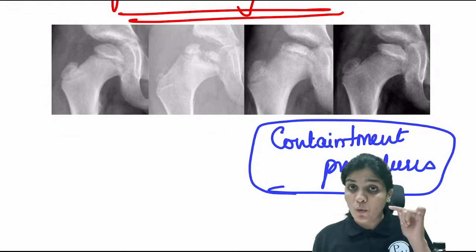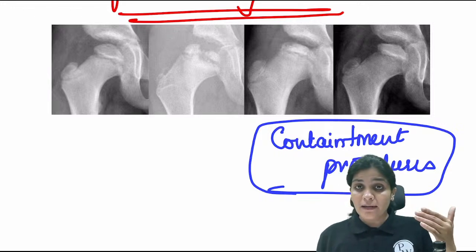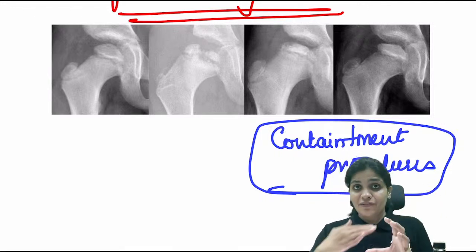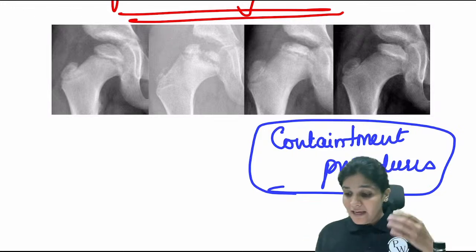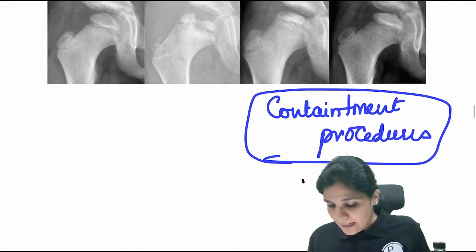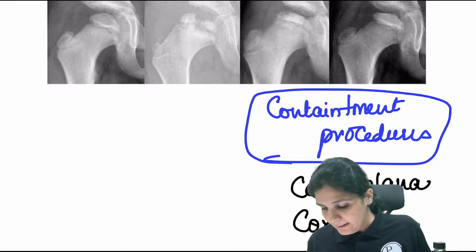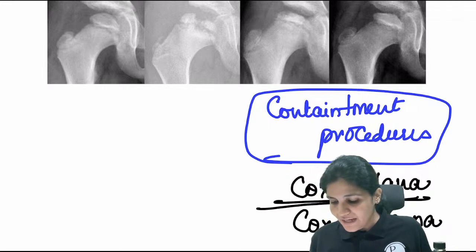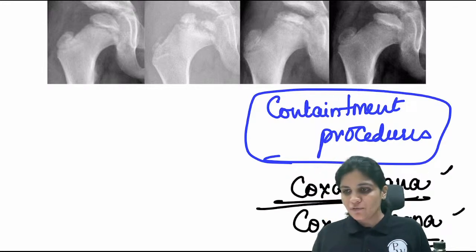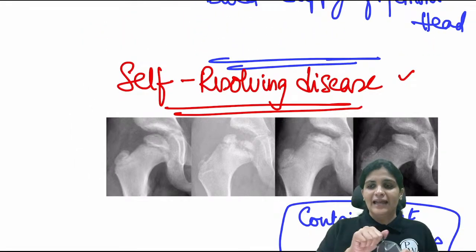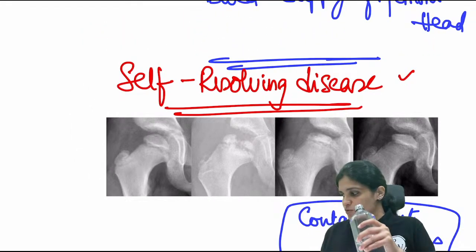But if you don't make sure that the head is sitting, and the head is not in the acetabulum, it will go into coxa plana or coxa magna. So the head might become flat or the head will become big. Again, it will not sit in the acetabulum. So what is your role here? To see that the head is sitting in the acetabulum. That is what you have to do.